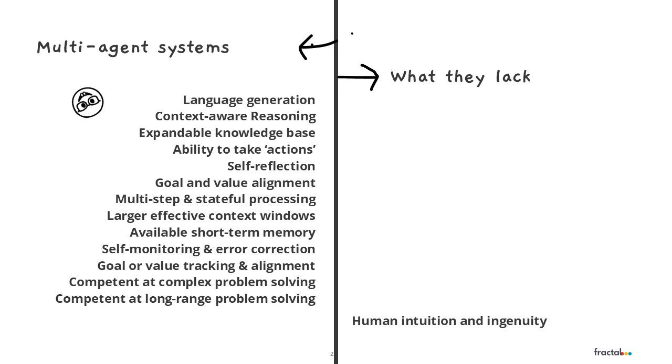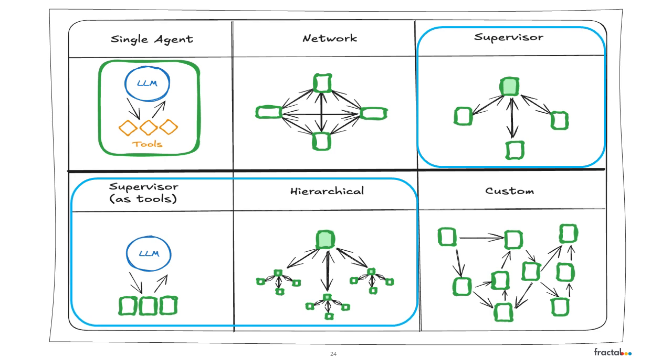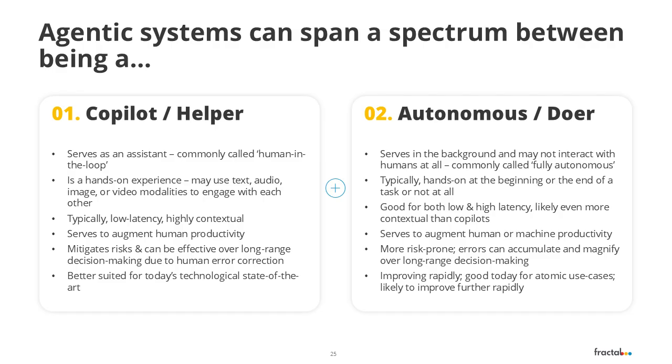When we talk about multi-agent systems, there's no set pattern as to how you build them. There are various topologies that multi-agent systems might be organized in, some of which are better than others depending on the nature of the problem that we're trying to solve. Now that we understand what single agents are, and what agentic systems are, which might be a combination of multiple agents and other tools and knowledge spaces, another distinction that would be useful to think about is that agentic systems can span a spectrum between being a co-pilot or a helper and being an autonomous agent.